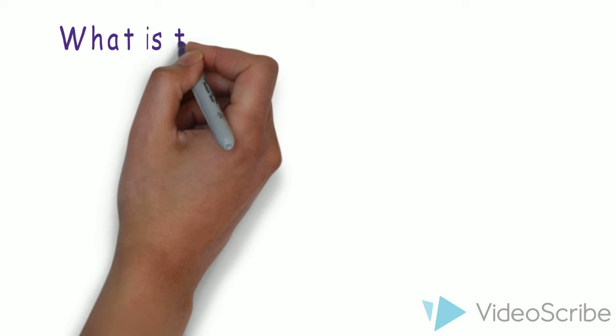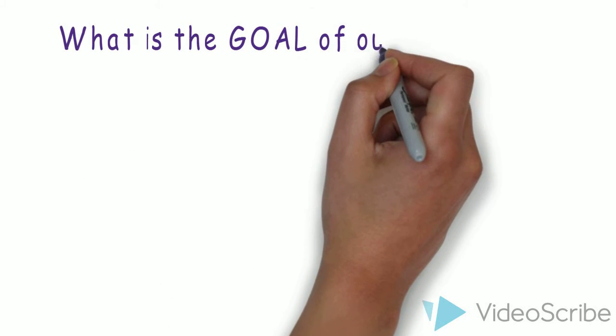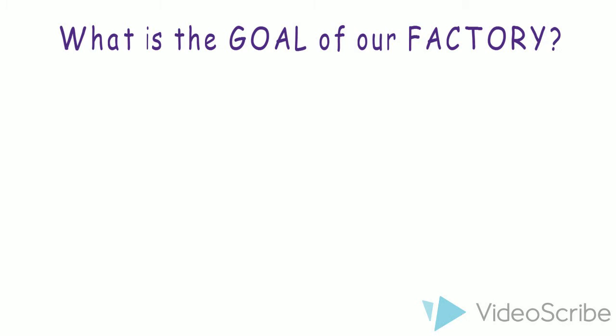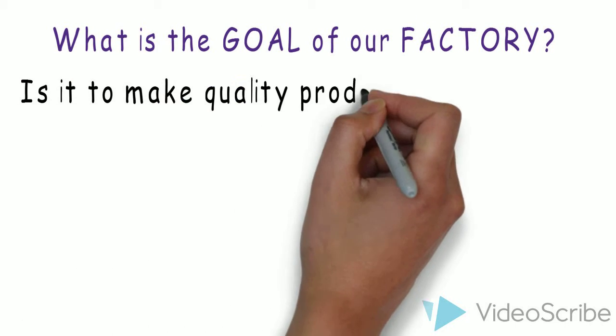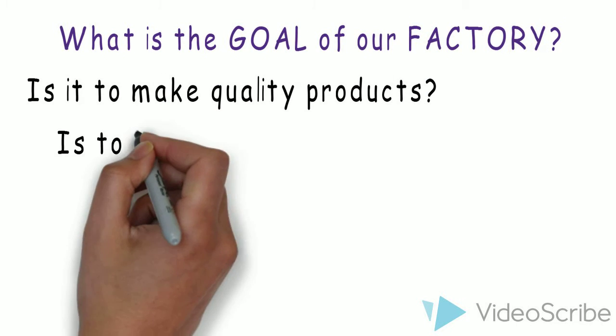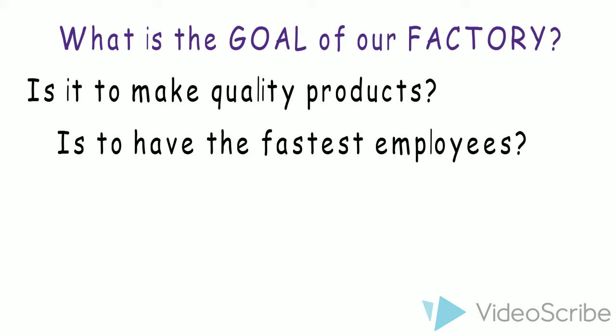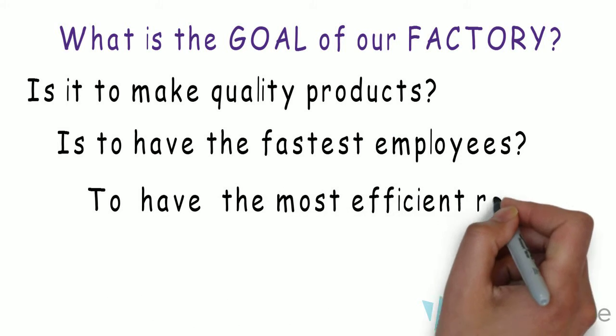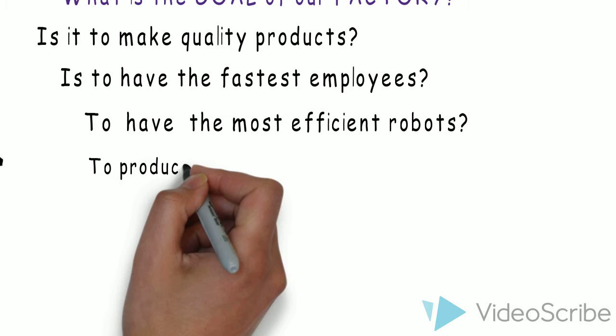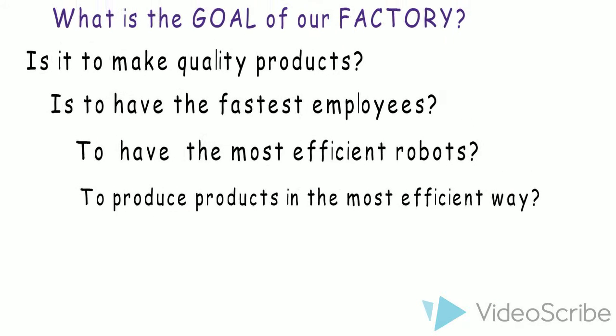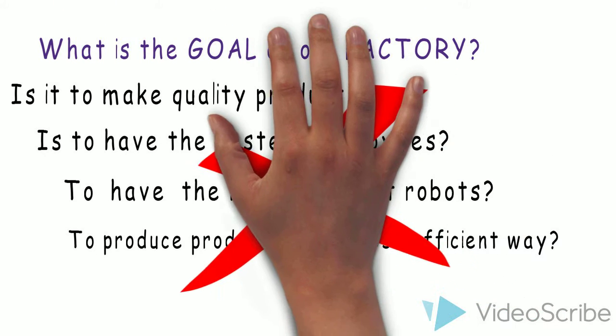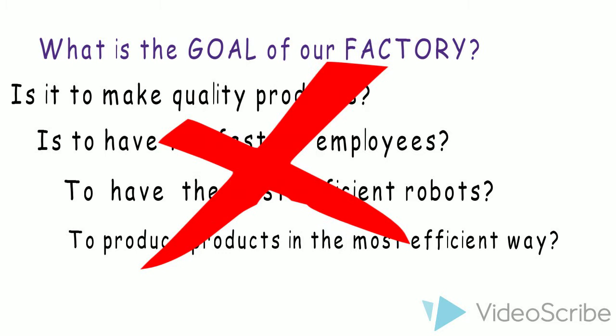The first step into solving our problem is answering this million-dollar question. What is the goal of our factory? Is it to make quality products? Is it to have the fastest employees? To own the most efficient robots? Or is our goal simply to produce products in the most efficient way? No!